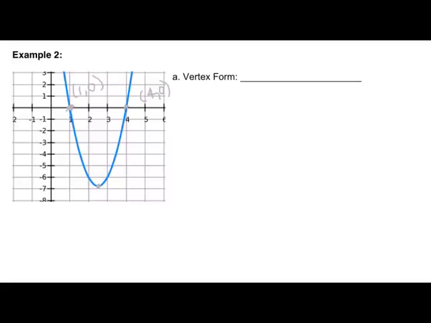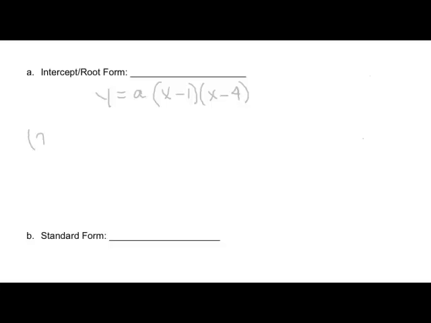You may notice on the graph there's 2 points that we could use. The first one here is (2, -6). We also have the point that is the mirror image of that, and that is (3, -6). So we can use either one of those points to find our a value in our intercept root form. So I'm going to use the point (2, -6). Again, you could use either of those points. Either one should get you the same a value.